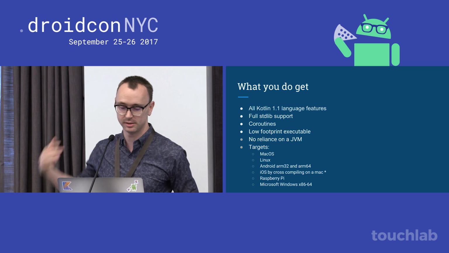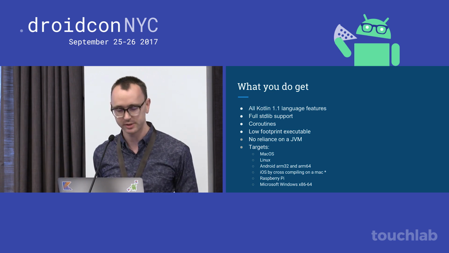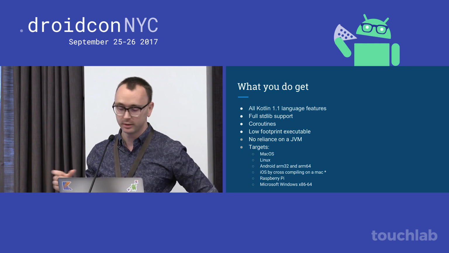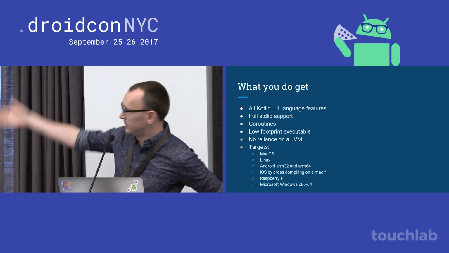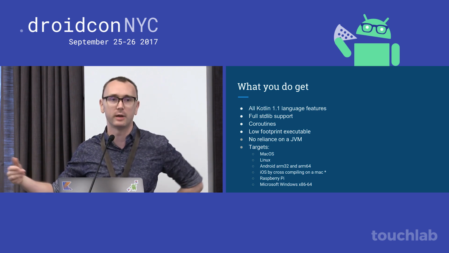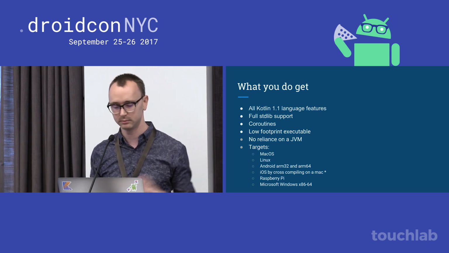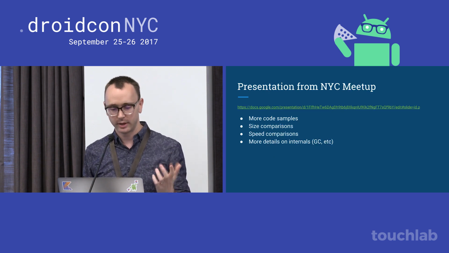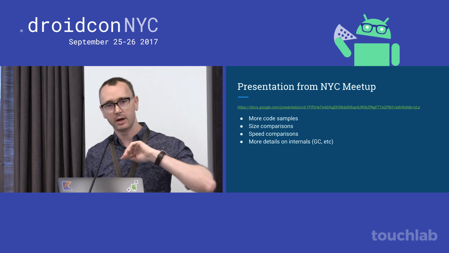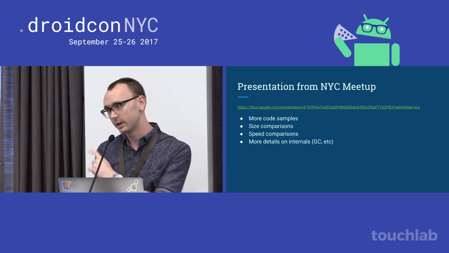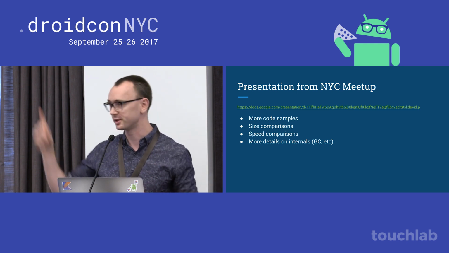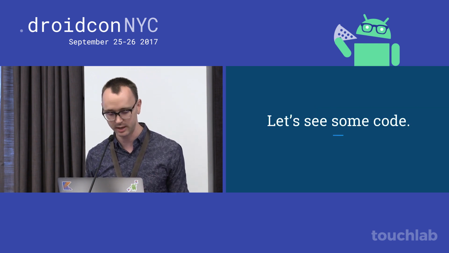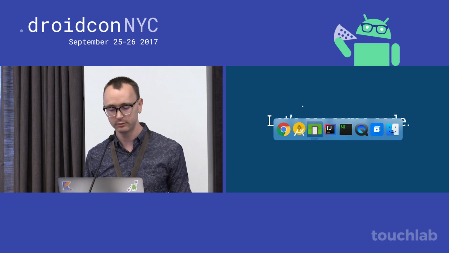What you do get is all the 1.1 language feature support, standard lib support, coroutine support, and a very small footprint executable that you can send to any of these systems that don't have to have a JVM on it, and they can just run it like they would any other compiled app. So that's nice. I gave a presentation at the New York Kotlin meetup that got much more deep into Kotlin Native. You can go and look at that presentation if you want much more in-depth stuff. But just a quick high level, let's look at the code.